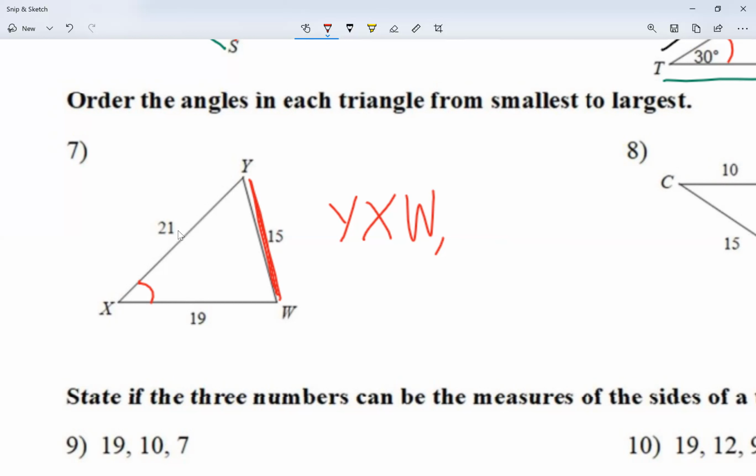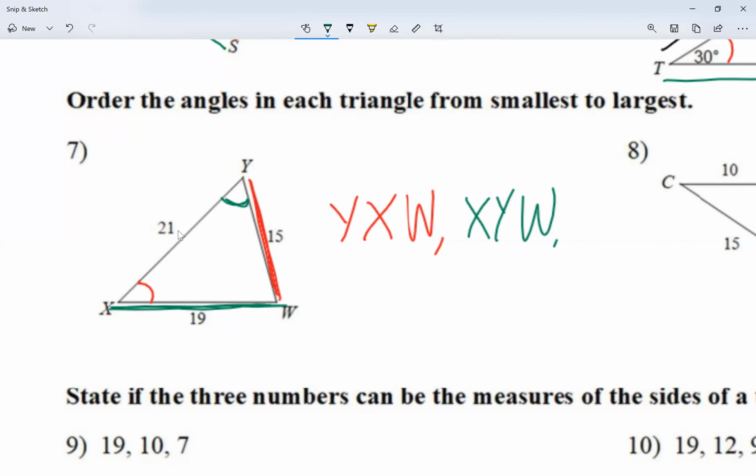Okay. Now let's take a look at the second smallest side. The second smallest side is 19. So that means the second smallest angle is this one. Okay. Again, I'm going to use 3 letters. For angles, 3 letters always works. I'm going to use the 3 letters that make the triangle, but in this case, Y is in the center. So I'm going to call this XYW.